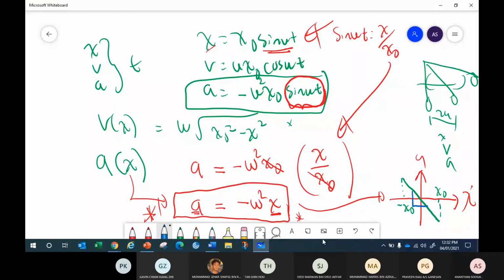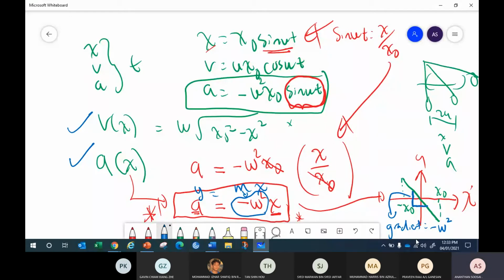What does the gradient represent? From here, y equals mx, so the gradient is negative omega squared. From the gradient, you can work out the omega. Once you know omega, you can find period and so on. So you have two additions to the list of equations: v_x, and a_x, a new formula to be included.